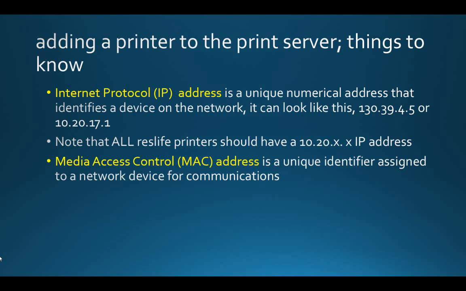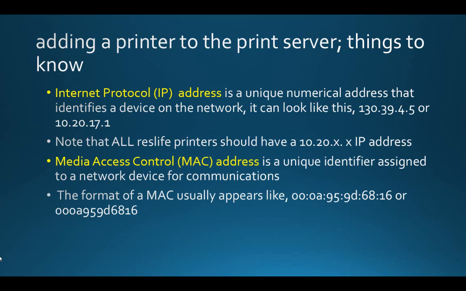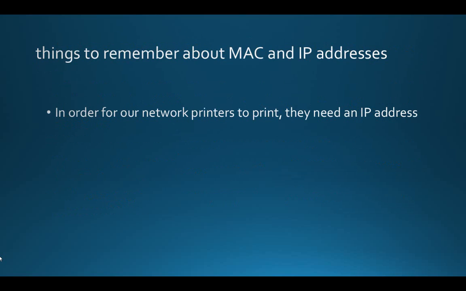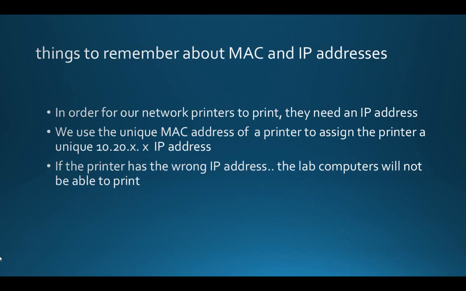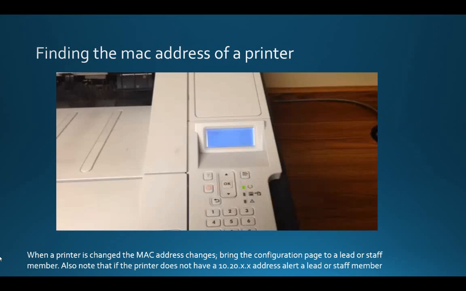Media access control, or MAC address, is a unique identifier assigned to a network device for communications. The format of a MAC usually appears with a colon in between the digits, or the numbers could all be pushed together. Things to remember about the MAC address and the IP address is that in order for our network printers to print, they need an IP address. We use the unique MAC address of a printer to assign the printer a unique 10.20.x.x IP address, again where the x's are numerical placeholders. If the printer has the wrong IP address, it's important to remember that the lab computers will not be able to print. In this part, we're going to show you how to find the MAC address of a printer.